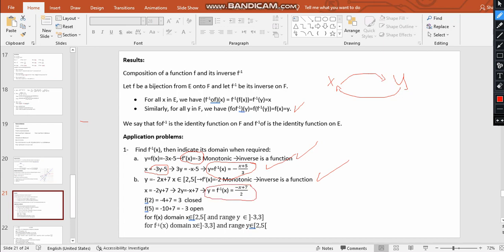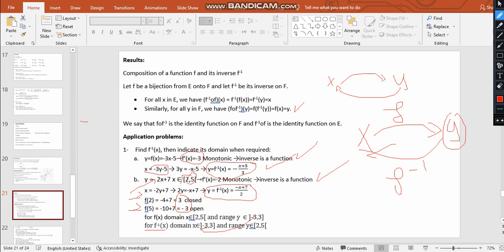Now, I want the domain of this one. We said if x is the domain for f, y is the range. Now, for f inverse, the y will be the domain. So that's why I do f of 2 and f of 5. If you replace here by f of 2, you're going to get 3. At 2, it's closed. I have put a closed bracket to avoid a mistake. And f of 5, it was open, so it's f of 5 equal minus 3, open. So for f of x, x was in 2, 5. Its range was minus 3, 3. For the inverse function, vice versa. This will be the domain, and this will be the range. Okay? You took it last year.